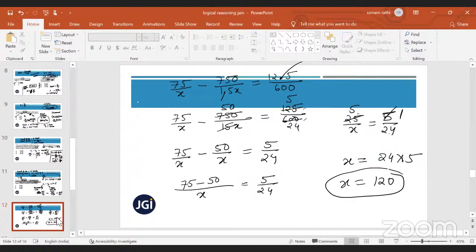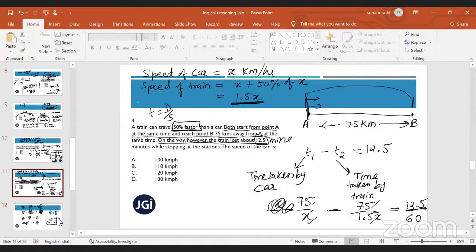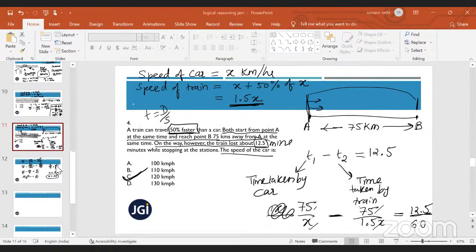What was the x we considered? X was speed of the car. What are they asking? Speed of the car. Answer is option C, 120. Yes, that is your answer. Got it, everyone?